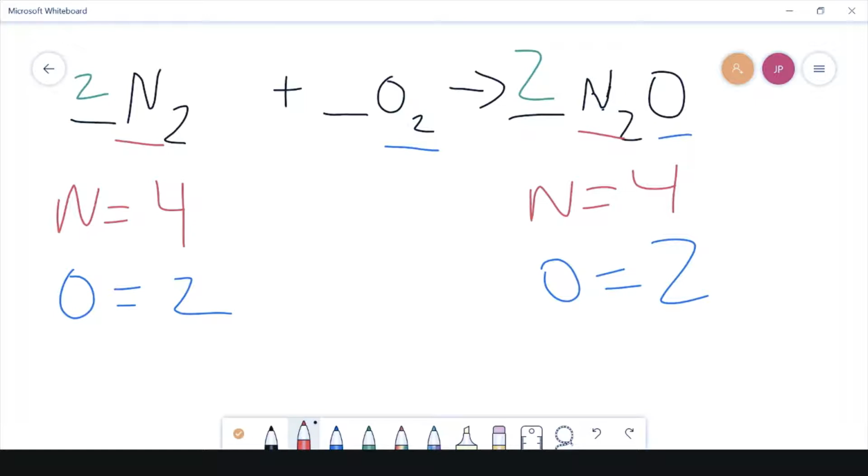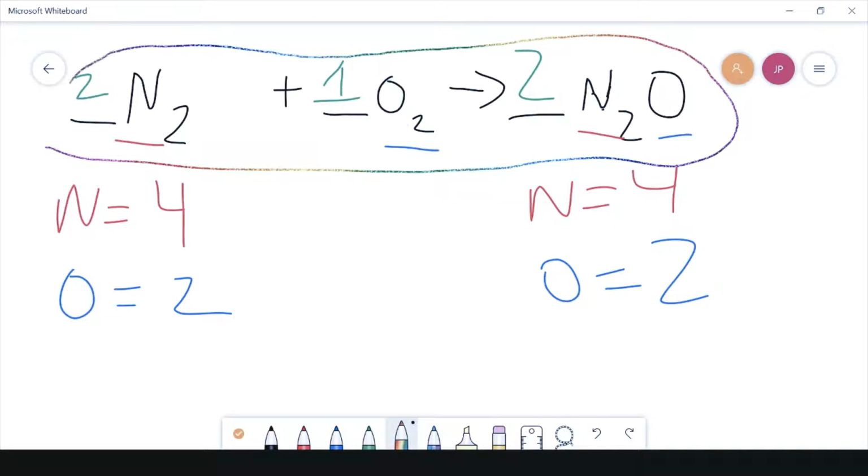And then for this last spot in front of the O2, it's just going to be 1, because we don't need to add anything to it to make it balanced. So your answer is going to be 2 N2 plus 1 O2 equals 2 N2O, and that's balanced. So that's number 2. I did that one first because that one's super easy.